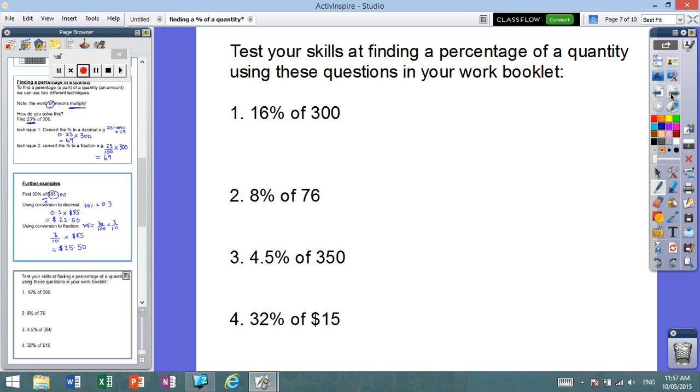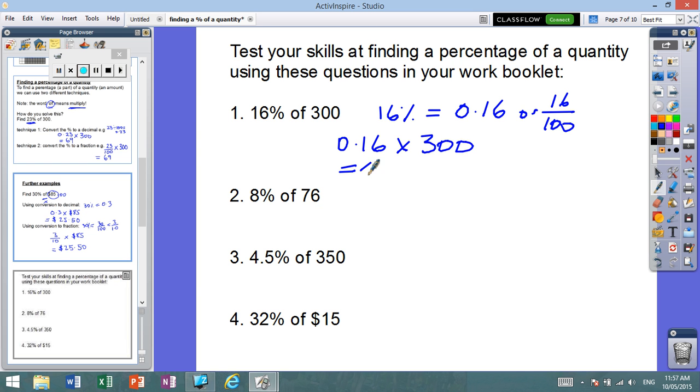Alright, welcome back. I hope you've done well. So our first question here, we've got 16%. I'm going to use the decimal method because that's what works for me. So 16% is the same as 0.16, or if you're using your fractions, 16 over 100. So 0.16 times 300, okay, equals 48. Hopefully you got 48.